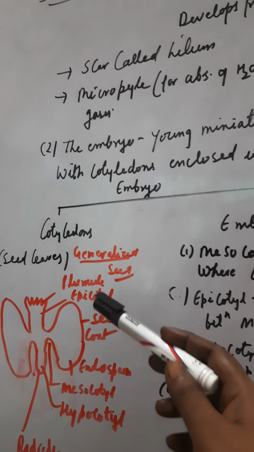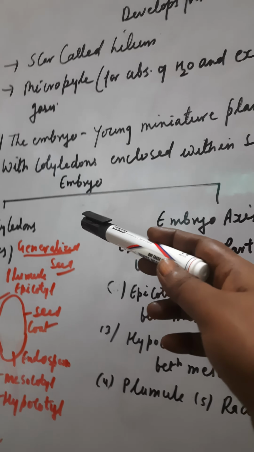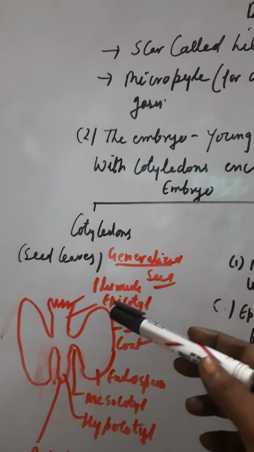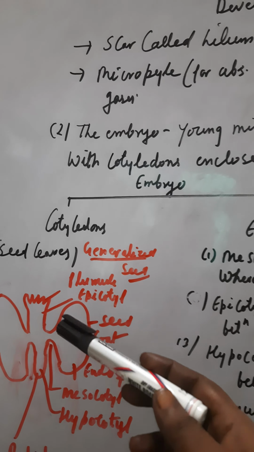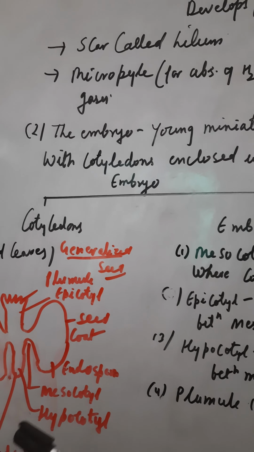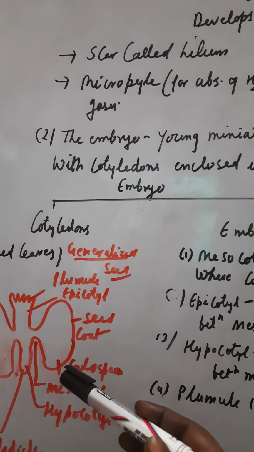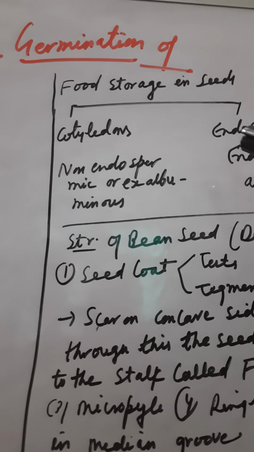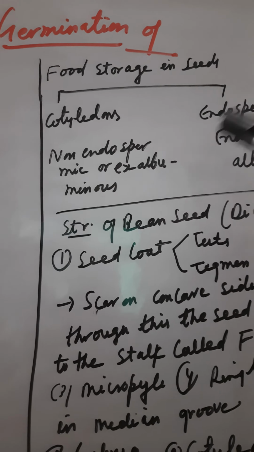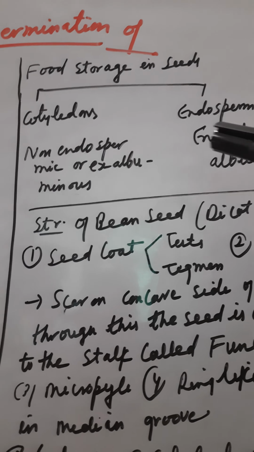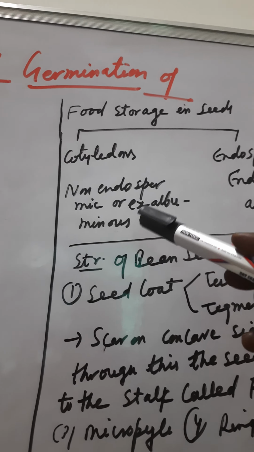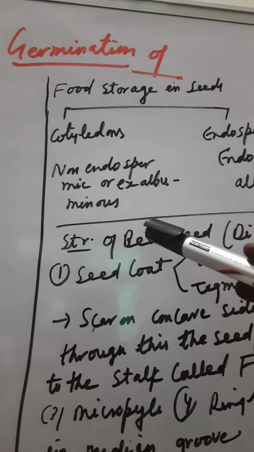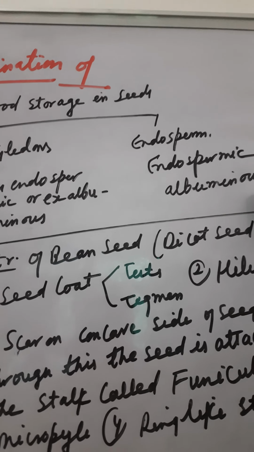So this is the generalized structure of the seed. There are two fleshy cotyledons, and this is the embryo axis where you will find the epicotyl, mesocotyl, hypocotyl, plumule, radicle, and endosperm. The nutritive tissue is present here. Now when we talk about food storage in the seed, it is in two ways, in the cotyledons or in the endosperm. If the food is stored in the cotyledons, it is called a cotyledonous seed, and these are non-endospermic or ex-albuminous, and this is endospermic or albuminous.